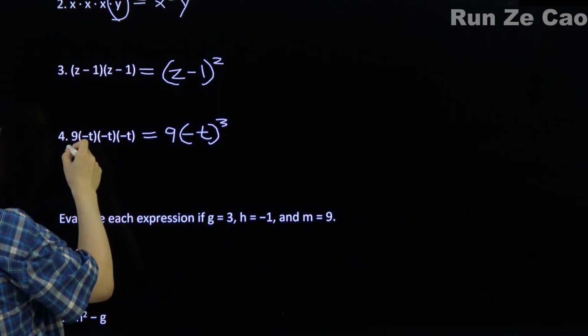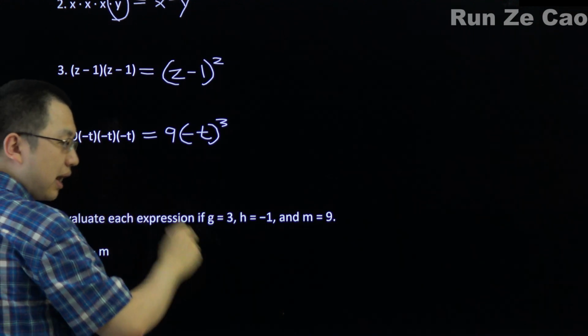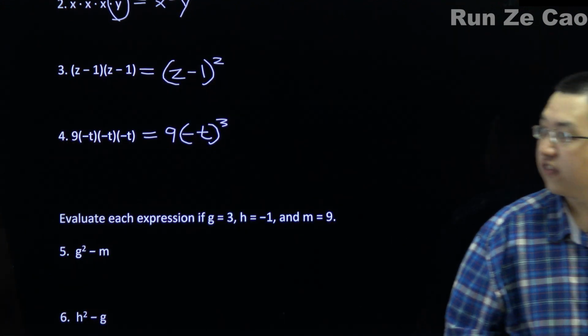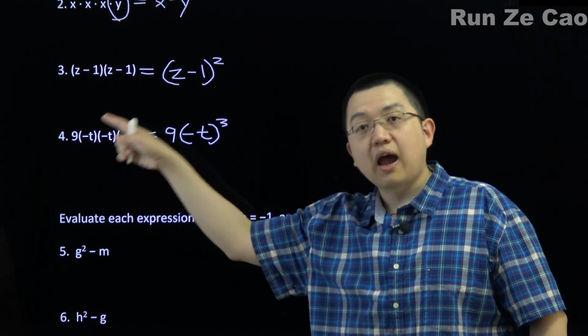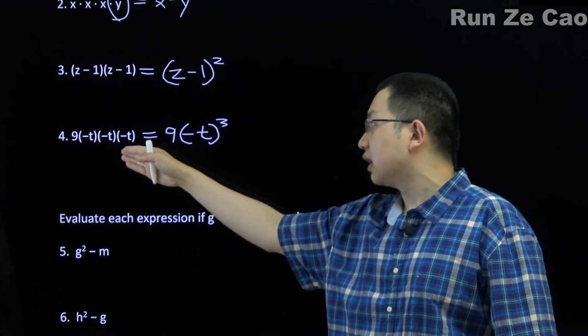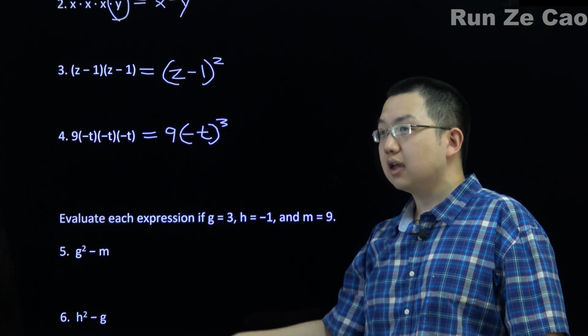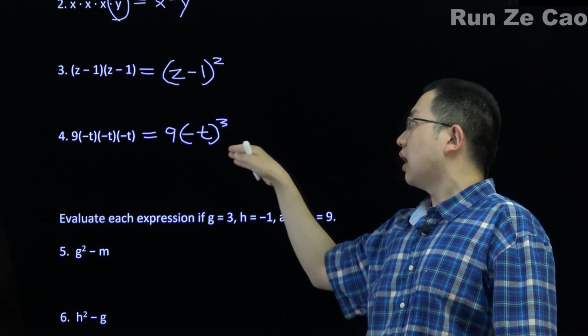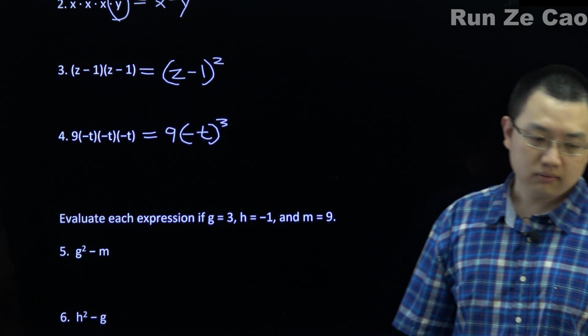Since we aren't being told to treat the 9 like 3 times 3, we don't change it to say 3 squared. If this had been given as 3 times 3 times negative t times negative t times negative t, that would have been 3 squared and then negative t to the third.